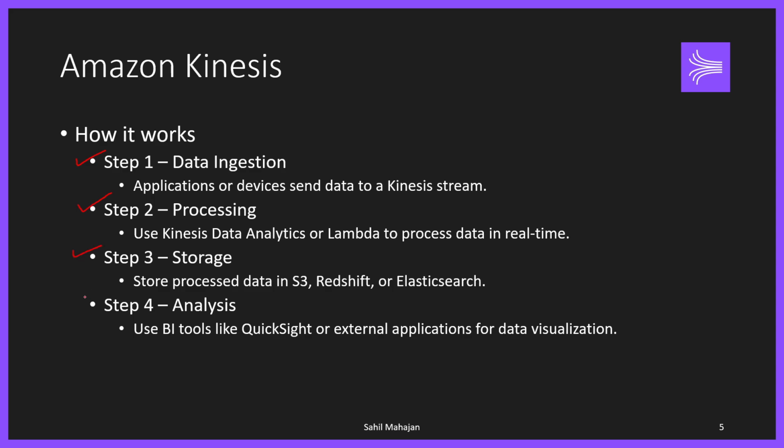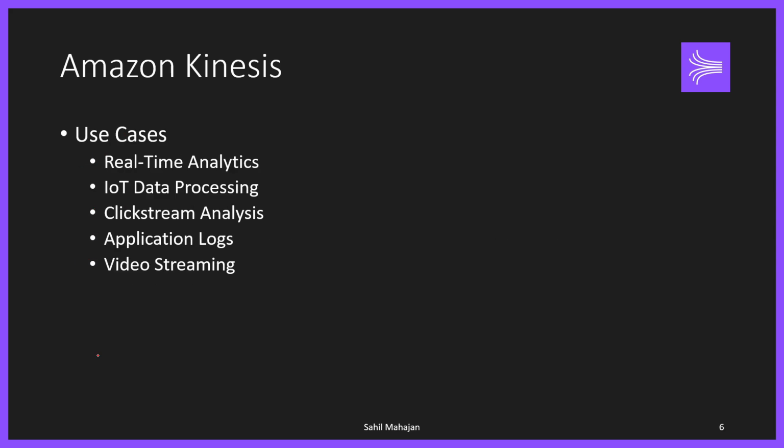Step three is storage. If you're looking to store the data, you can store that processed data in S3, Redshift, Elasticsearch, or something like that. And finally, step four is that once the data is stored, you can use BI tools like AWS QuickSight, or any other external applications you use for data visualization, to analyze this data. So pretty simple, you have four steps. You ingest data, process data, store the processed data, and then perform your analysis on the processed data.